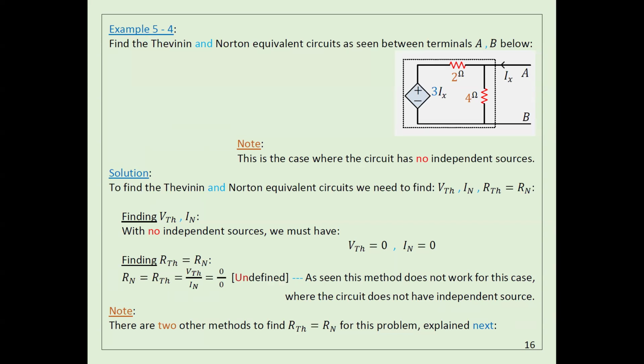So what is the problem if you don't have any independent source? Where does energy come from? Energy comes from the independent source. So if you don't have any independent sources, that means all voltage and current in this special case will be zero. No current. Where would the current come from? Because this one, 3ix, ix has to be zero, because there are no independent sources. Okay. So again, this is a very special case.